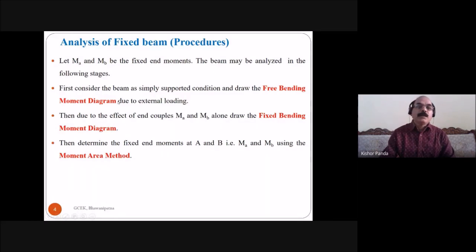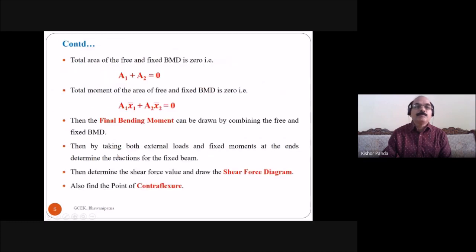After plotting the free bending moment diagram and then the fixed bending moment diagram, what do you have to do? Because you don't know the moments at the ends A and B, MA and MB, you have to find those two moments using the moment area method. Then determine the fixed end moments at A and B, that is MA and MB, using the moment area method.